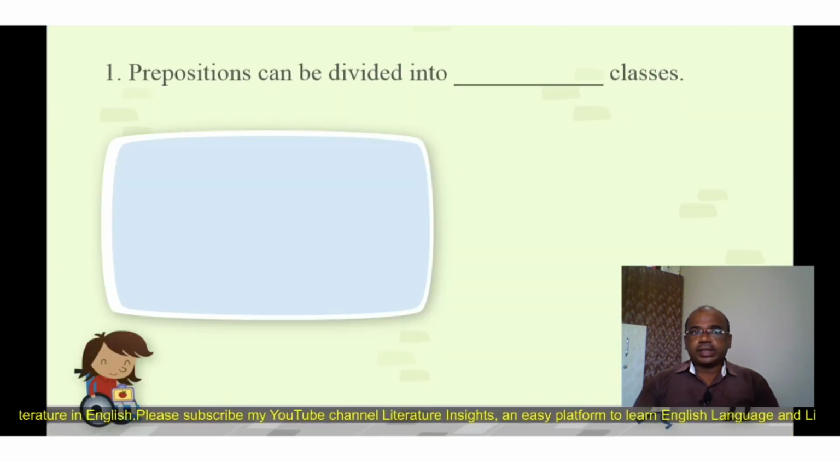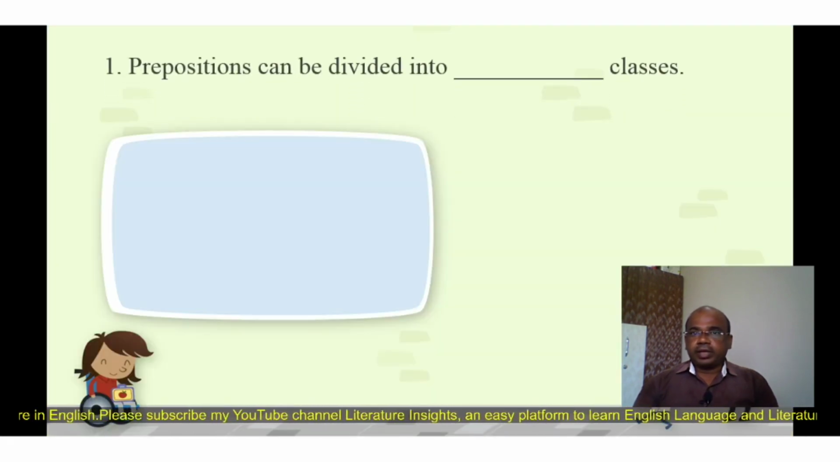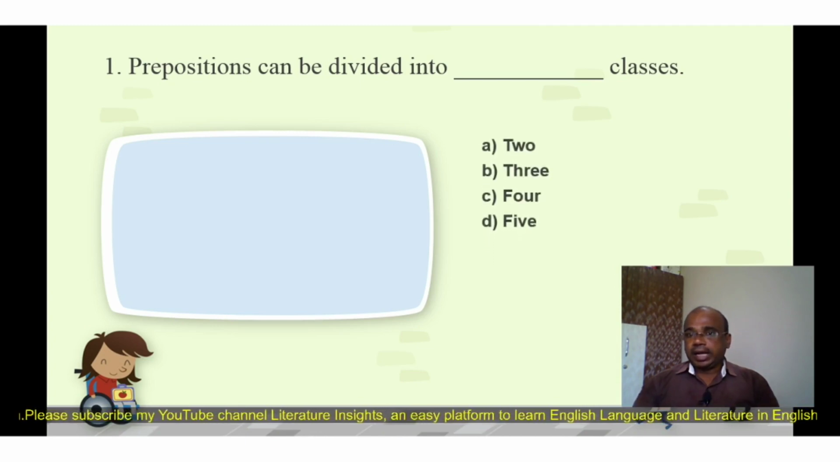The first question is, prepositions can be divided into classes. The options are A 2, B 3, C 4, D 5, and the correct option is A 2. Prepositions can be divided into two classes such as simple prepositions and complex prepositions.